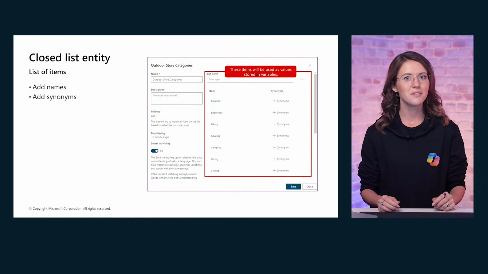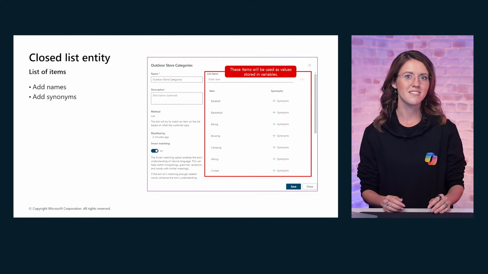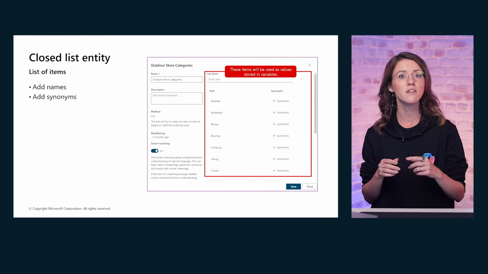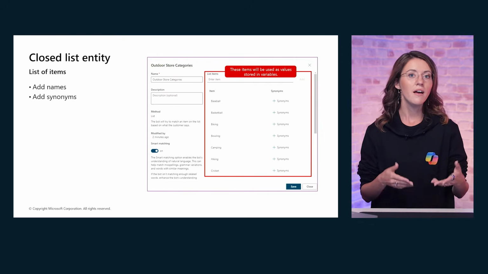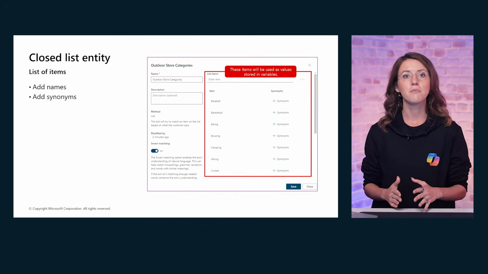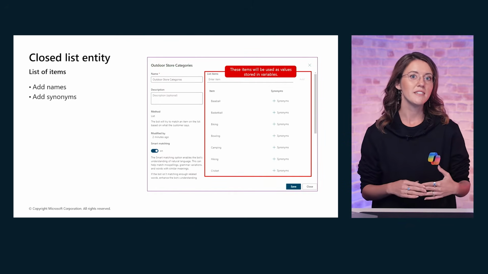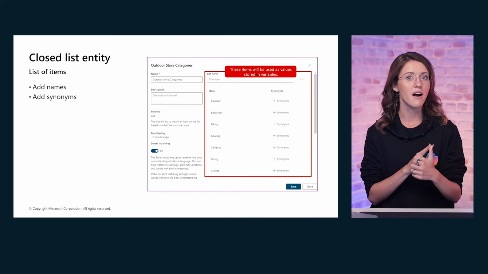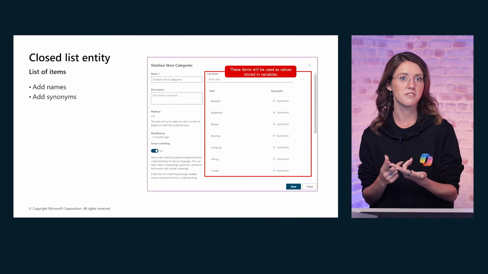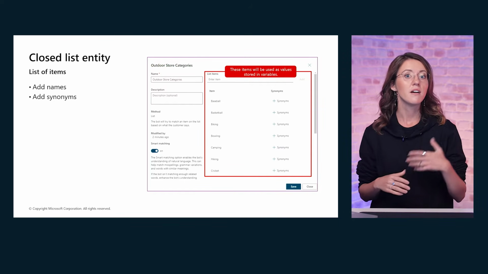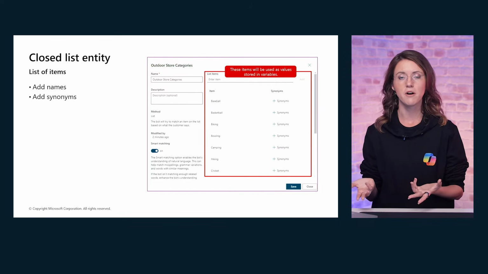Let's take a closer look at closed list entities. These are a fixed set of values. Your app can recognize things that don't change often. Imagine you're building an app to manage vehicles. You might create a closed list for vehicle types: car, truck, motorcycles. Other examples include days of the week, colors, or company departments.